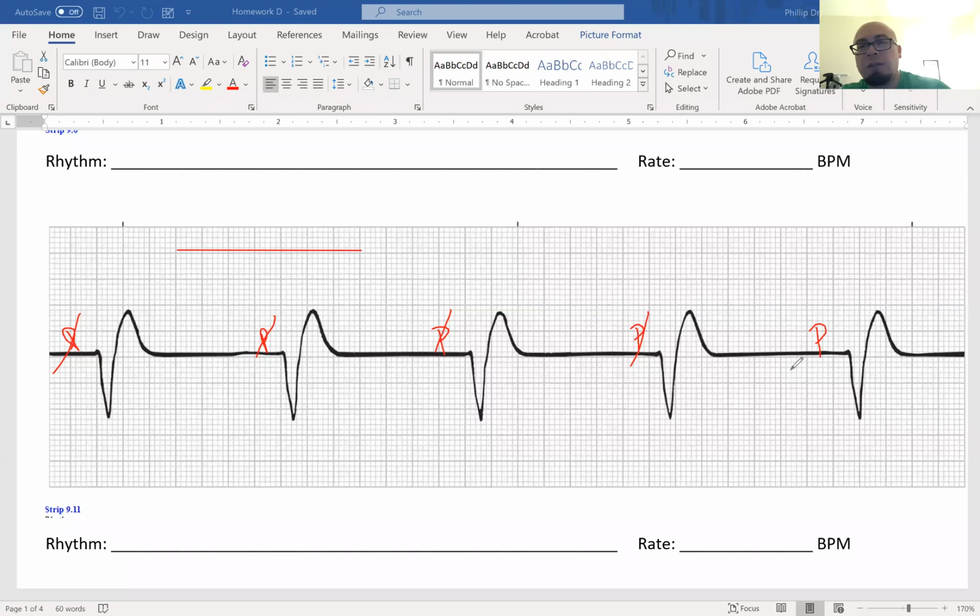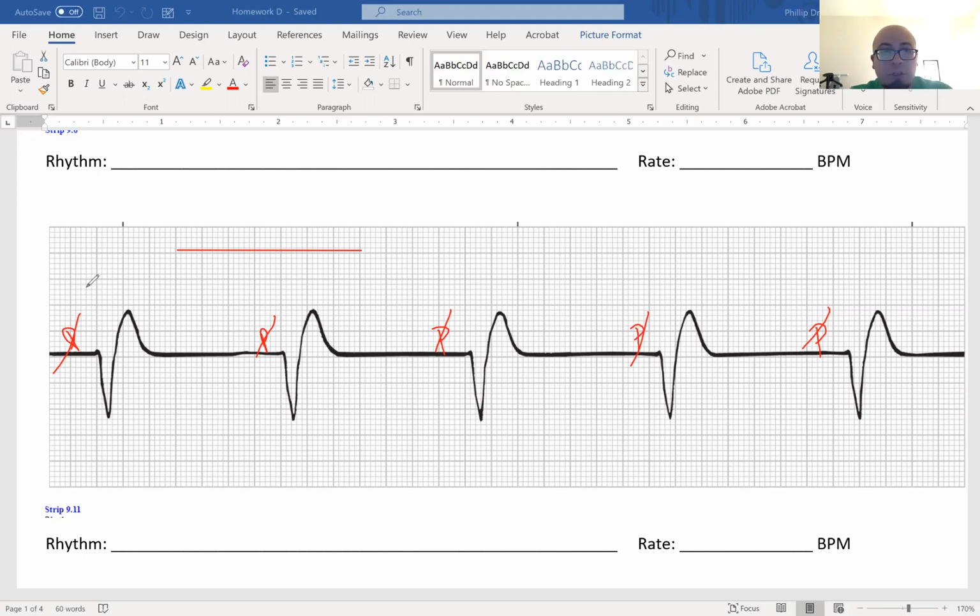What does our P wave tell us? Our P wave tells us that it originates somewhere in the atrium. If we have a nice looking P, we're going to assume it comes from the sinus node. So here we don't have a P wave. So if we don't have a P wave, the signal or the wave of depolarization for the heart does not originate in the SA node. So the only other places that it can originate from are from the junction or from the ventricles.